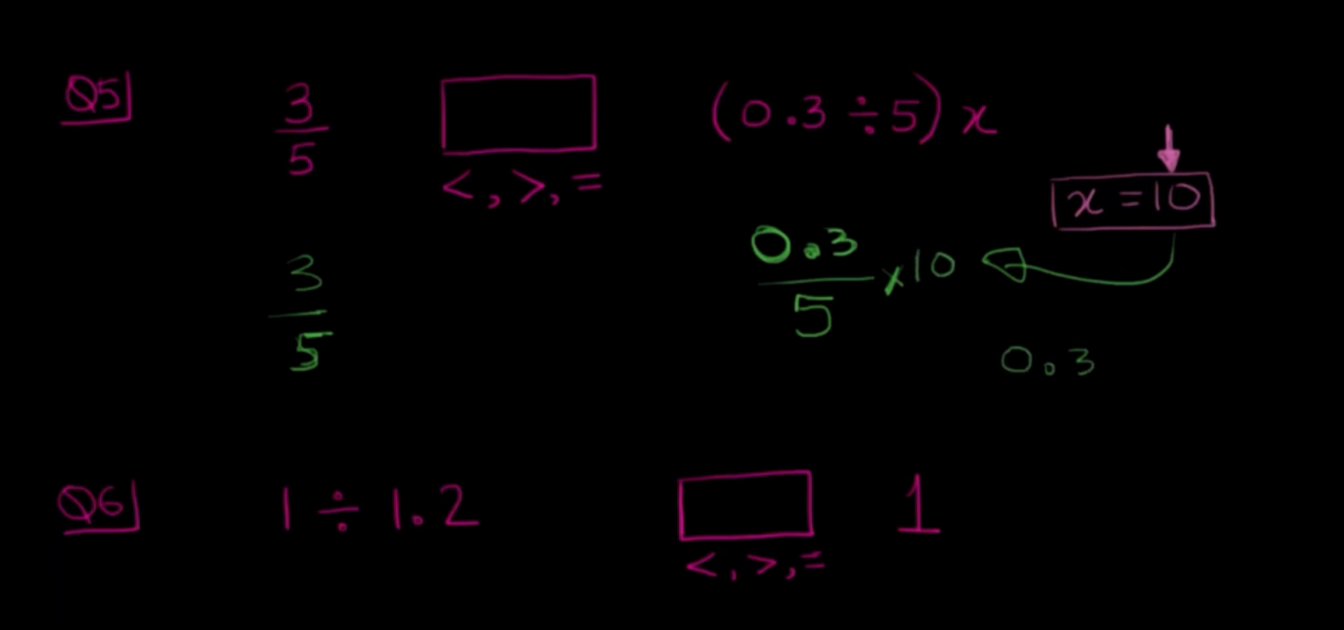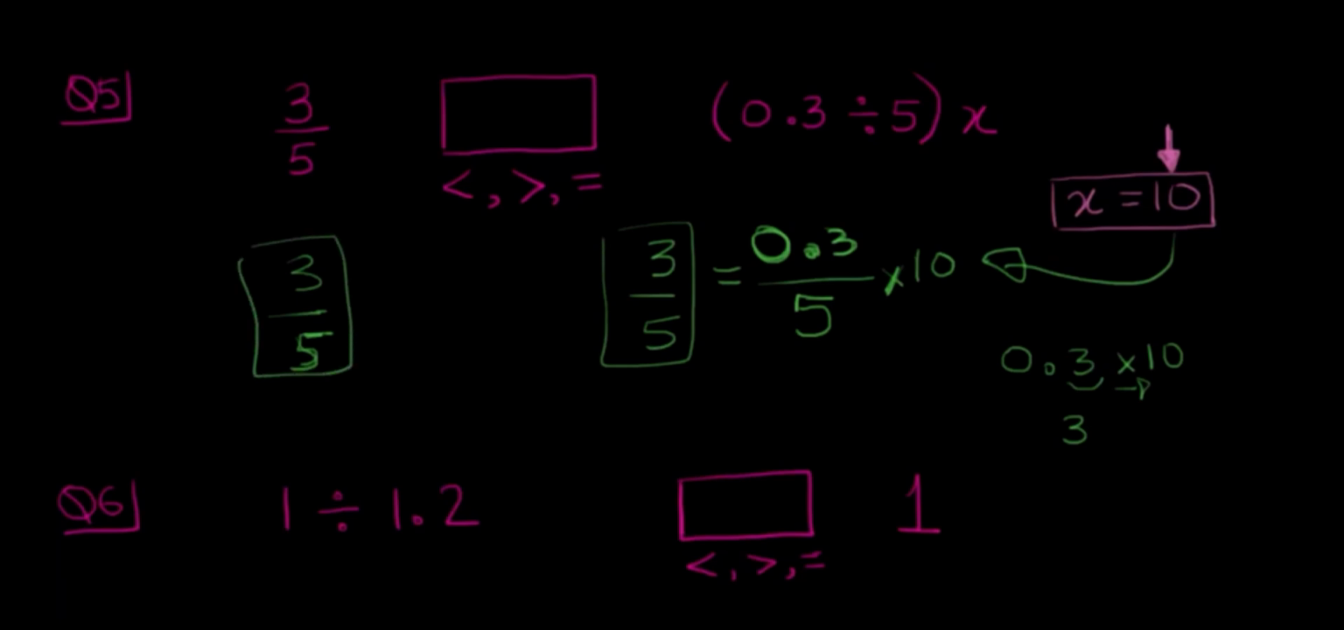I'm looking at the numerator. 0.3 times 10. The decimal moves forward 1 place, right? That's just a 3. So that's equivalent to 3, and in the denominator I've got a 5. That means they're both equal to each other.